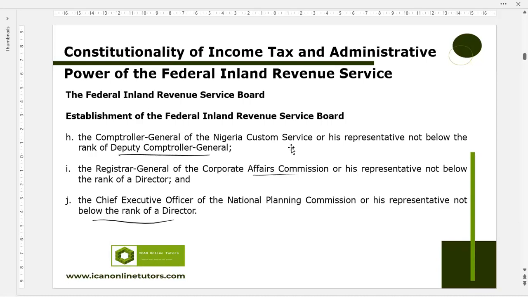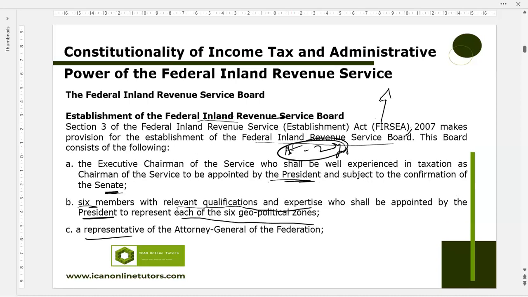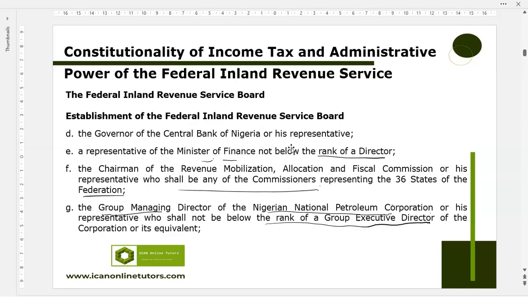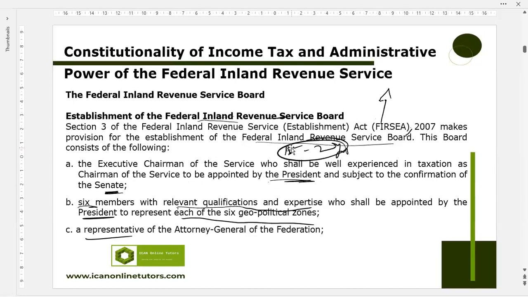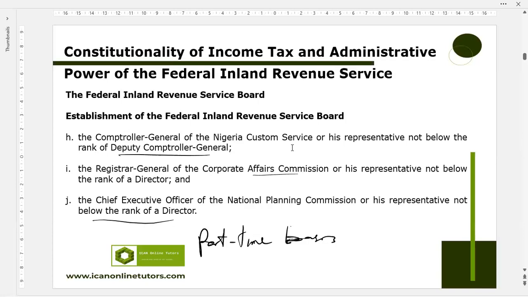So other than the executive chairman, all other members of the board shall be on a part-time basis. Are we together? From what you can see here, other than the chairman of the FIRS, do we see any other person that is part of the FIRS? No, sir. So every other member of the board shall be a part-time member.